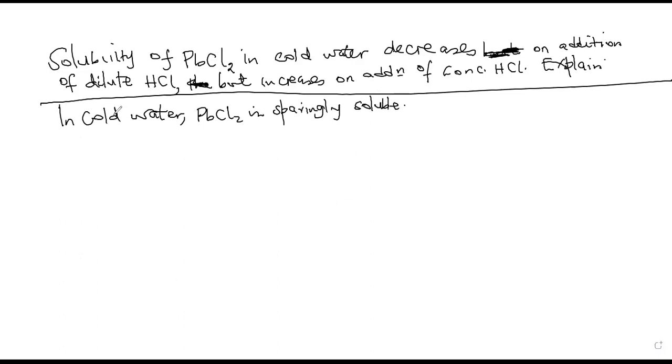Then you write the equation. We have lead 2 chloride, sparingly soluble, to form lead 2 ions and the chloride ions.